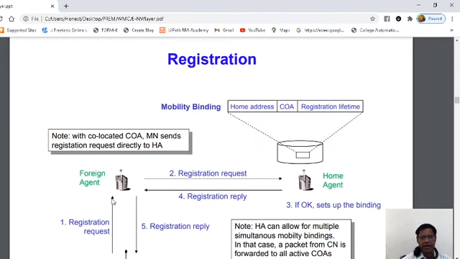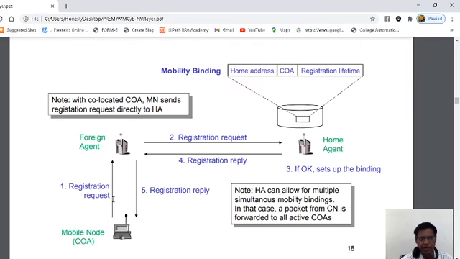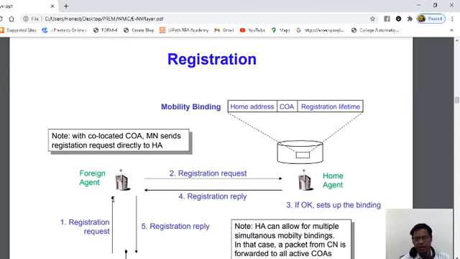You can see the diagram for registration, showing how Mobile IP registers. For registering, it uses the home address, the care-of address, and the registration lifetime. The registration lifetime is for registration.